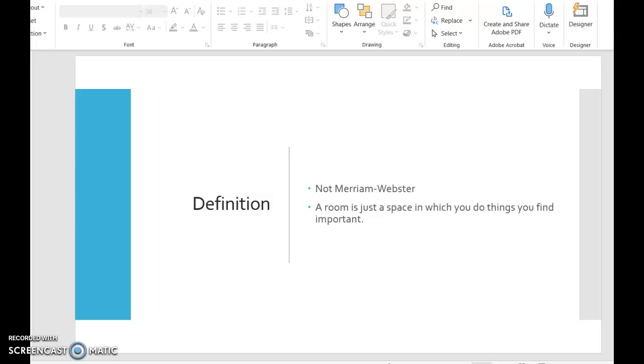So a room is just a space in which you do things you find important. And you could go on to talk about there are rooms like this and there are rooms like that, go on to talk about this idea. So you can talk about a topic, giving your reader an understanding of a specific word. You just don't want to say the dictionary says, right?